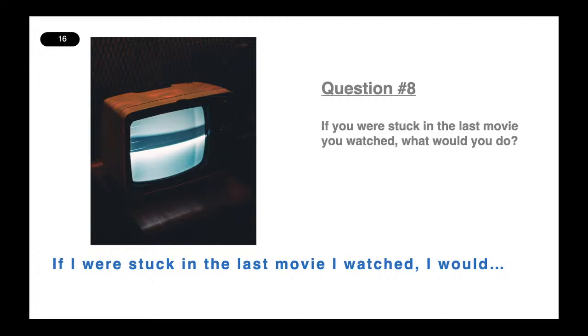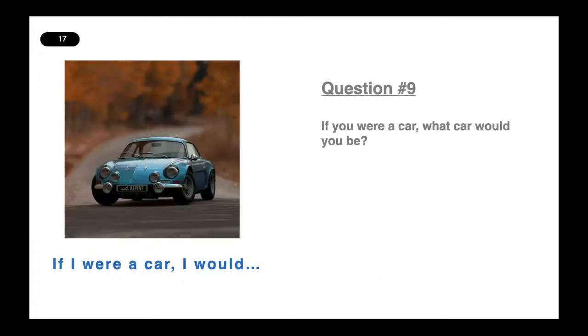Okay, while I'm waiting for comments from this, I'll wait a little bit longer. Give me some comments. Let's move on to the next question. We have two more of these, then I have some phrases we can use for hypothetical situations. If you were a car, what car would you be? Would you be a Ferrari? Would you be a Lamborghini? Would you be a Kia Morning? What car would you be?